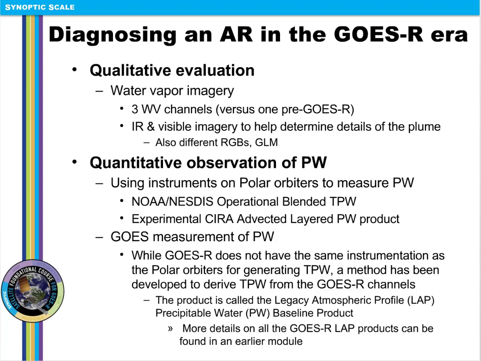For quantitatively evaluating an atmospheric river, we want to determine the amount of precipitable water, or PW, in the AR plume. Polar orbiters provide the operational blended total PW product, as well as a new advected layer PW product that we will look at. GOES-R also has a PW product, and we will demonstrate that product and how it differs from the polar products in this module.